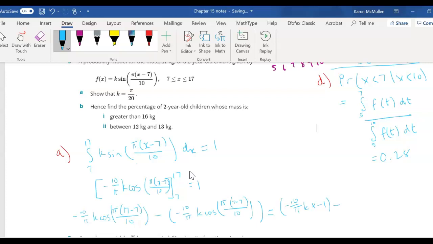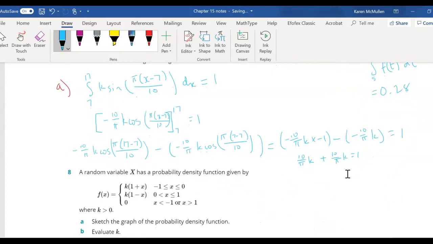Minus, and I'm going to put brackets around that because we've got quite a few negatives hanging around. Then we've got 7 minus 7 is 0. So all of this is going to be 0. So cos of 0 is 1. So then we've got negative 10 on pi k. And that is all equal to 1. And then we just need to solve for k. So this is going to be 10 pi k. So the negatives cancel each other out. And then we've got negative and a negative, so a plus 10 pi k equals 1.